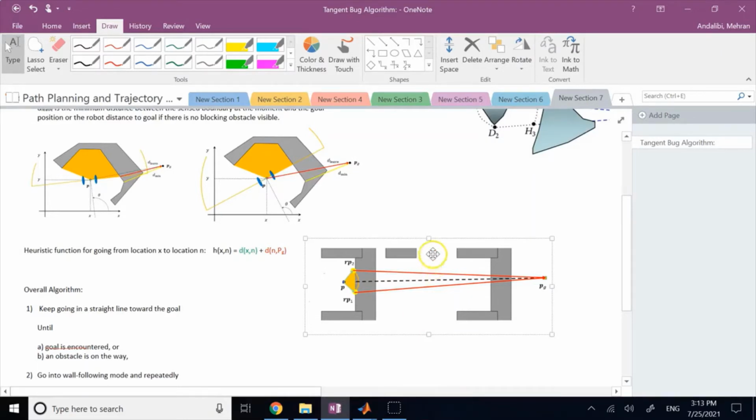I also have a range sensor, and for many cases where I'm doing the wall following, basically this distance d(x,n) that you see here comes from the range sensor. Why? Because I do not have a clear path to the goal, right? So this distance d is the distance between you and one point on the boundary, which is sensed by your LiDAR or radar, and this distance d(n,g) is mathematically calculated.